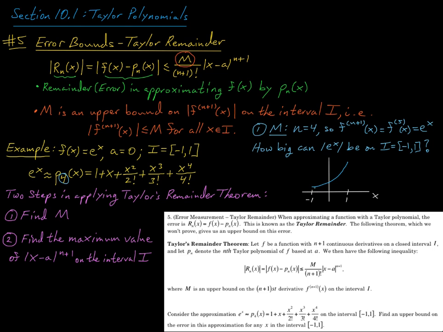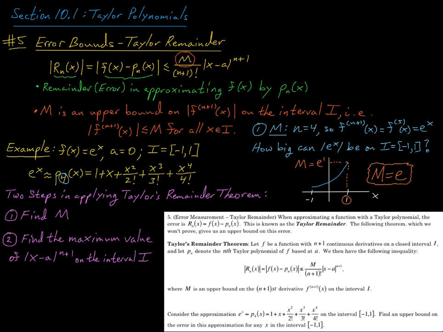Well, here's a graph of e to the x on this interval. And what's the largest this function can be on this interval? From the graph, we can see it takes on its maximum value at the right endpoint, when x is 1. And so we conclude here that M is equal to e to the first power, just plugging 1 in for x into the fifth derivative. So M is equal to e. All right, so that's step one.